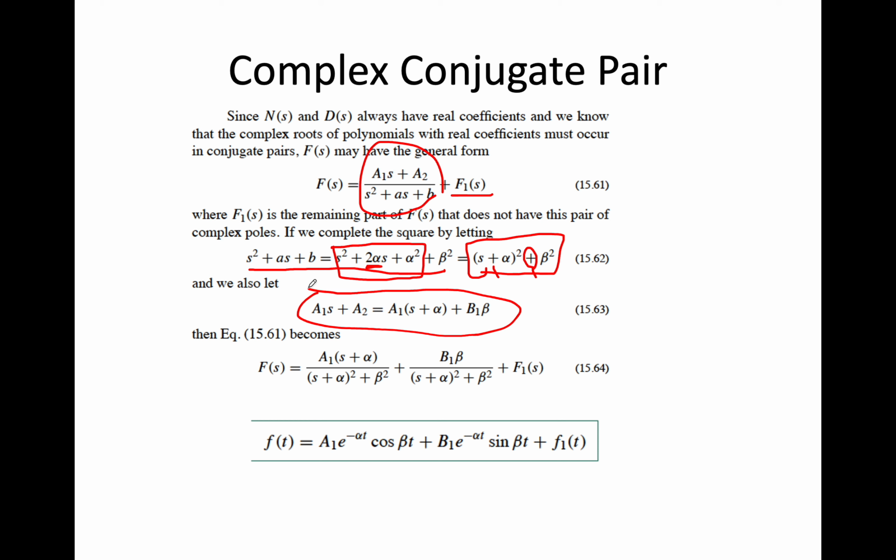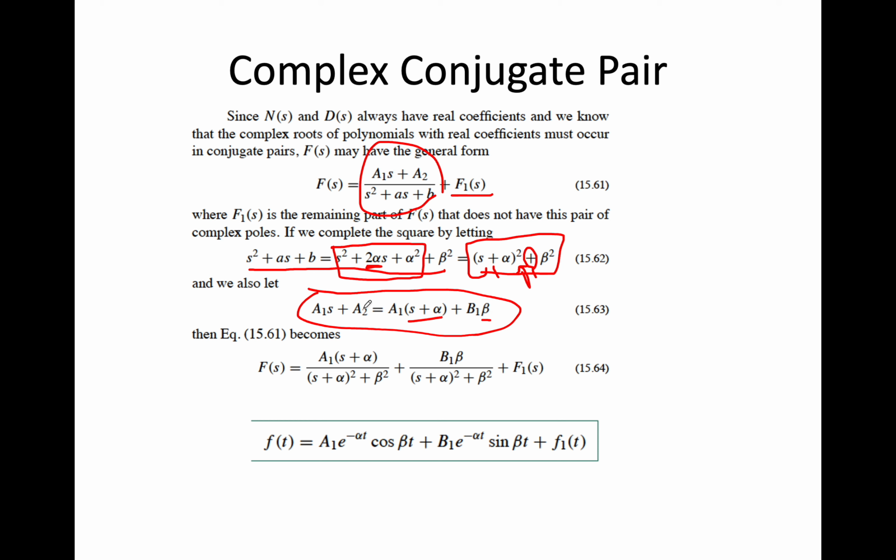But basically, you're going to have to split this numerator, because once you have the denominator looking like this, that's an exponentially damped sinusoid. And the question is, is it sine or is it cosine? And the answer is, well, that depends on what the numerator looks like. In the numerator, you want an s plus alpha term if it's cosine. You want a beta term if it's sine.